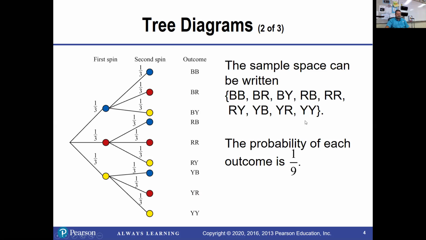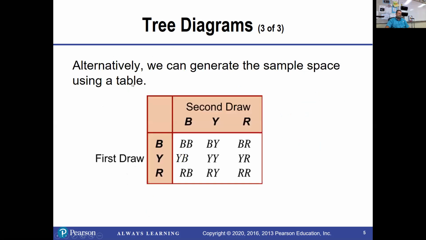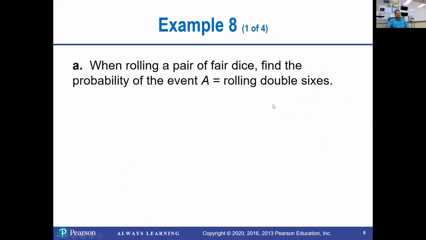Here's your sample space version. And then we can also write this as a chart. One spin, second spin. Blue, blue, and so forth. And you can get the same 9 versions by using it as a table. They have some good tables in your book too. Run through those tables. They are going to be helpful.